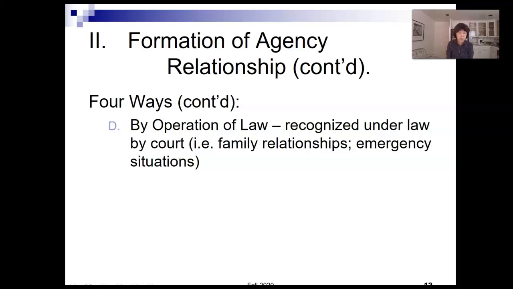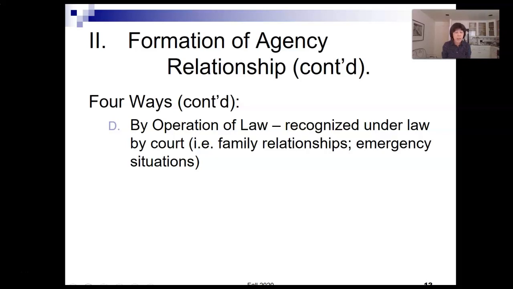In an emergency situation, I can probably give you a little more specific a set of facts there. But let's just say, for instance, you have a bus driver for a bus company. That driver is supposed to take the bus from point A to point B, and is not generally authorized to make any commitments for the company.